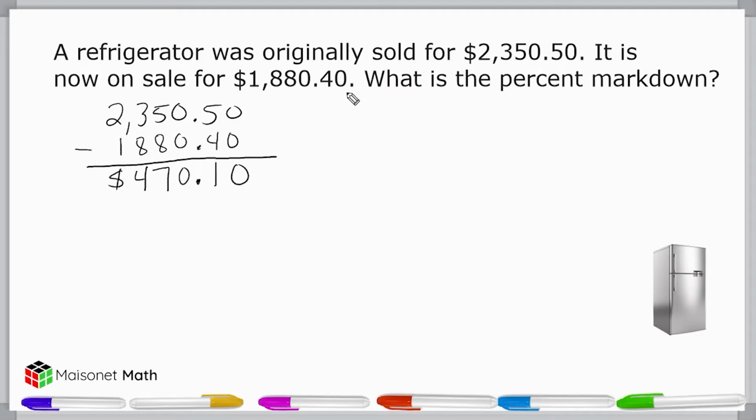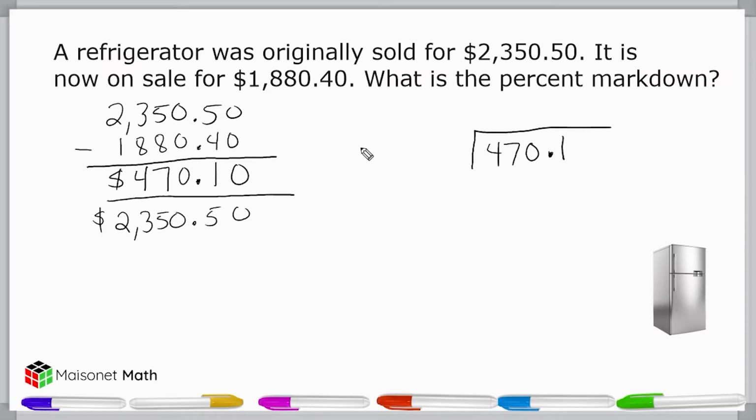Now, once you have subtracted these 2 values together, what we do is we take that and we divide it by the original amount, which is $2,350.50. All right, so let us take our numerator, $470.10, I'm going to get rid of that 0. We really don't need it for our calculation. And divide it by $2,350.50. And we're going to drop that 0 as well, as it's not needed for our calculations.